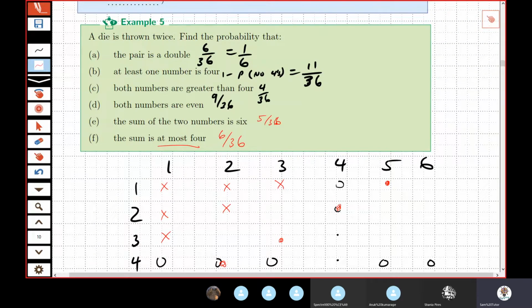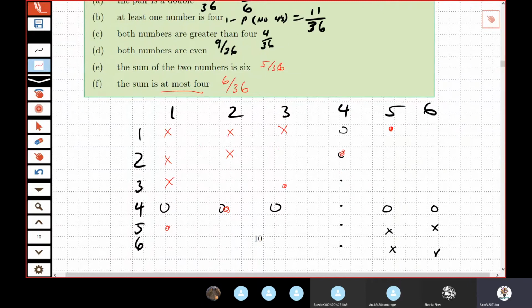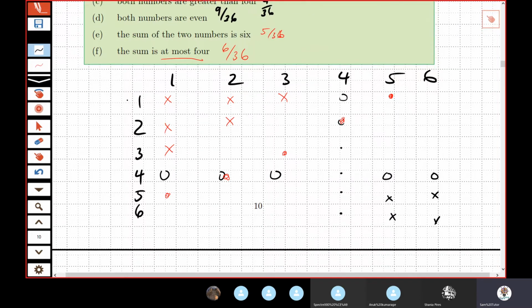Obviously, you just got to learn when you see questions like that. Those are all listing or drawing your table. And then really, it's pretty straightforward. Okay, let's do another one.